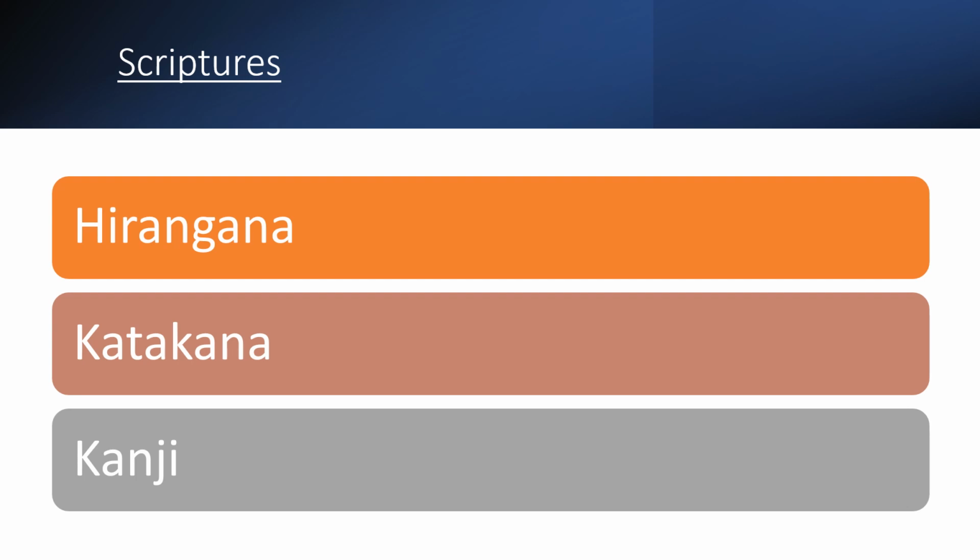Let us start with the scripts of Japanese. Japanese has three scripts: hiragana, katakana, and kanji. Hiragana is the Japanese authentic script, whereas katakana is used for foreign words such as engineer or tests. And then comes kanji, which is basically the pictorial representation.